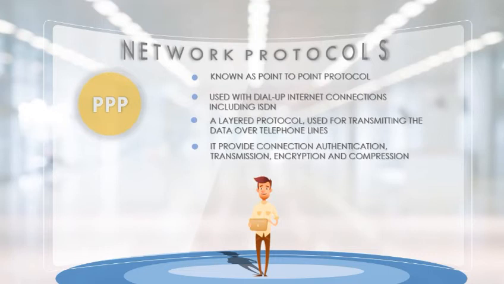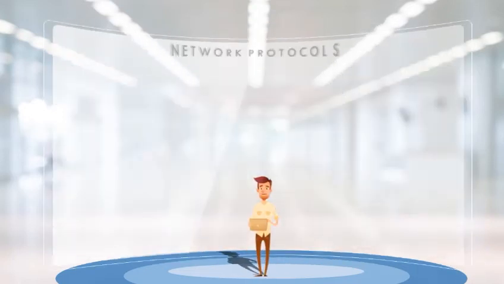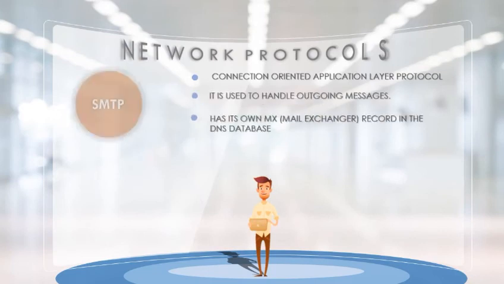Next we are going to see the SMTP protocol, Simple Mail Transfer Protocol. It is mainly used for emails, to send emails. SMTP is a connection-oriented application layer protocol. It is used to handle outgoing messages.